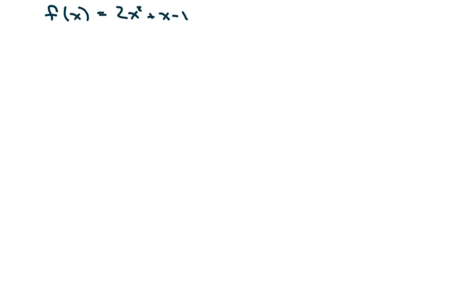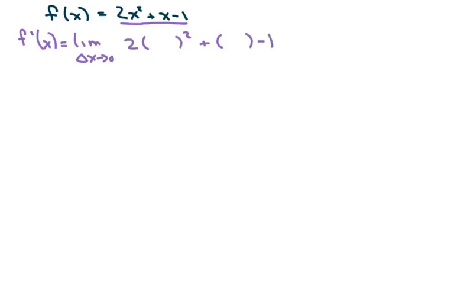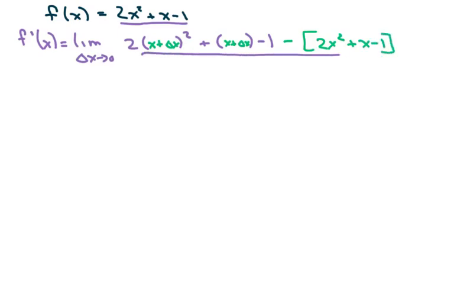Okay, the next one is a little longer. So we'll take the derivative of x by the limit process. I'm going to write this function down, so I write the whole function down. Everywhere there's an x, I put x plus delta x. And then you subtract the whole function, which is just 2x squared plus x minus 1. And this is all over delta x.